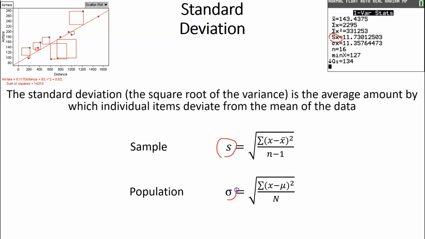Population standard deviation is the sigma. Notice that in the last slide these were squared. This one they're not, because you've got the square roots. And the sigma is right there. So this is your population standard deviation. This is your sample standard deviation.